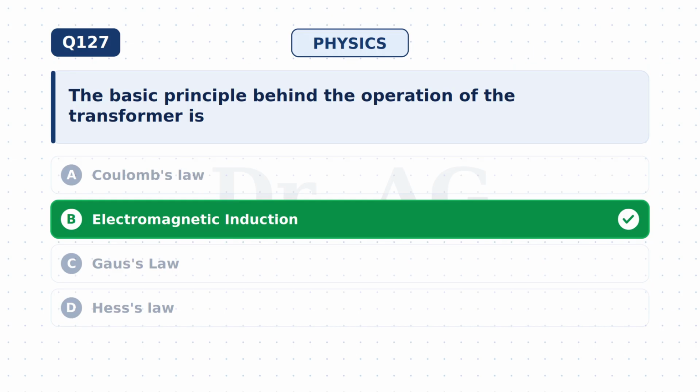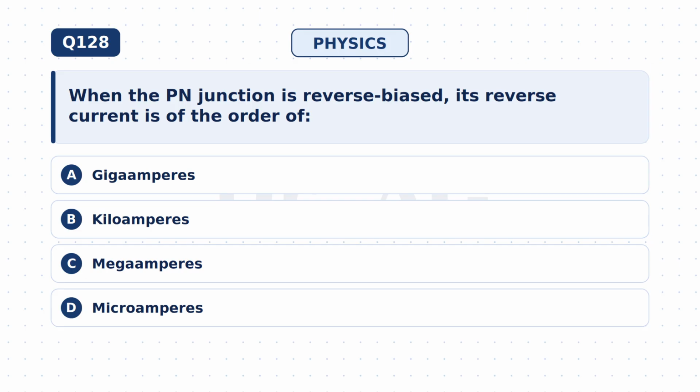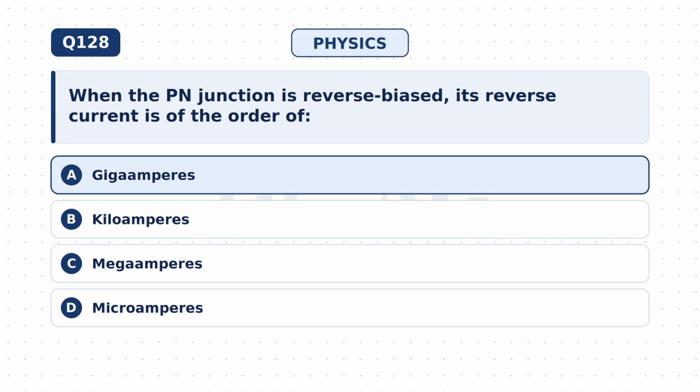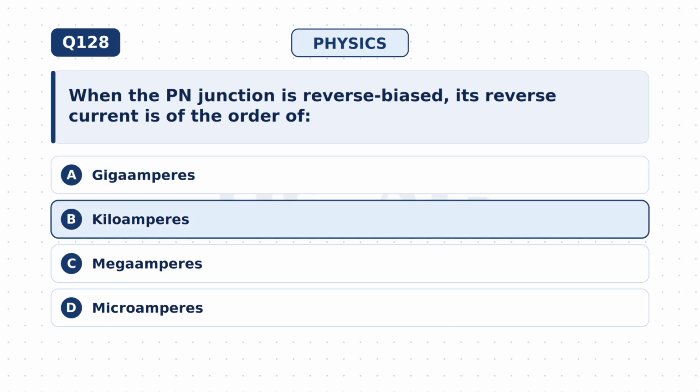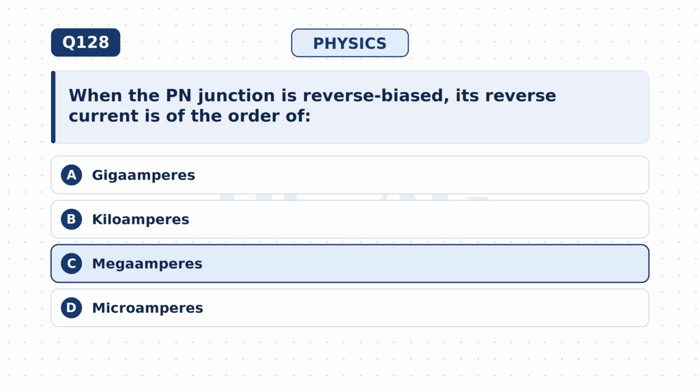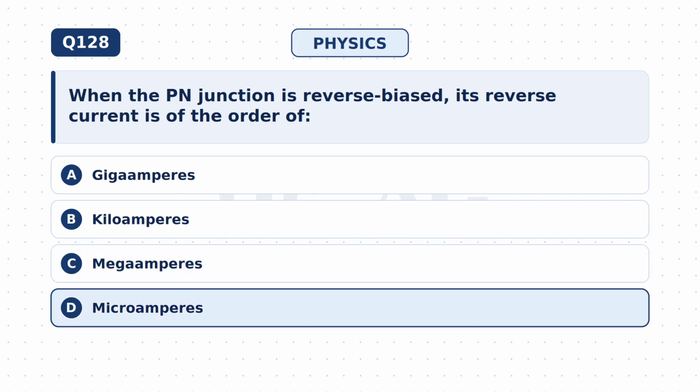The correct answer is B. Electromagnetic induction. Question 128. When the PN junction is reverse biased, its reverse current is of the order of Option A. Gigamperes. Option B. Kiloamperes. Option C. Megaamperes. Option D. Microamperes.